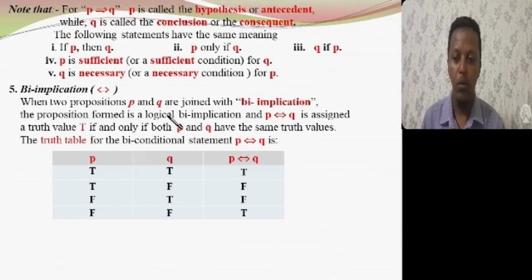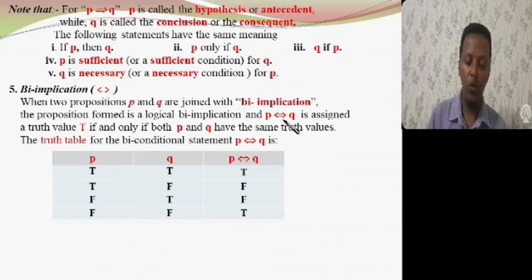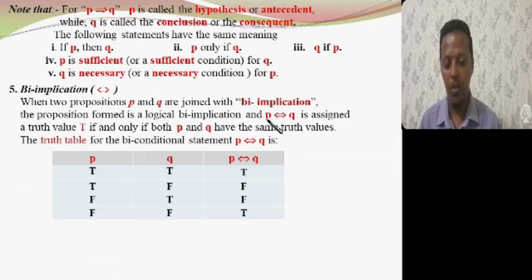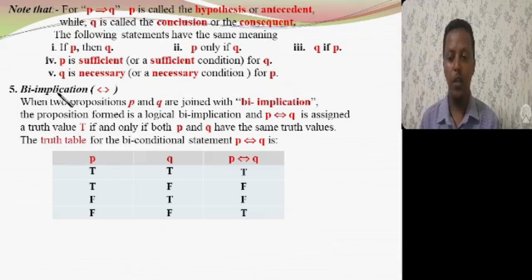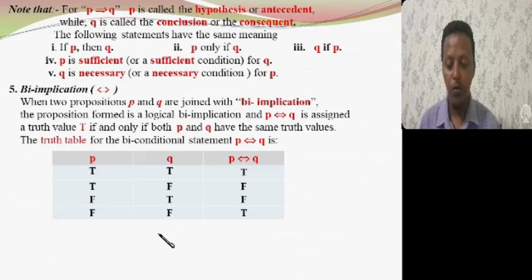Later on, we will see P if and only if Q will be equivalent to P implies Q and Q implies P, because you have 2 implications. So it is the result of conjunction and implication. According to the rule, when both have the same truth value, it will be true. Otherwise, it is false.